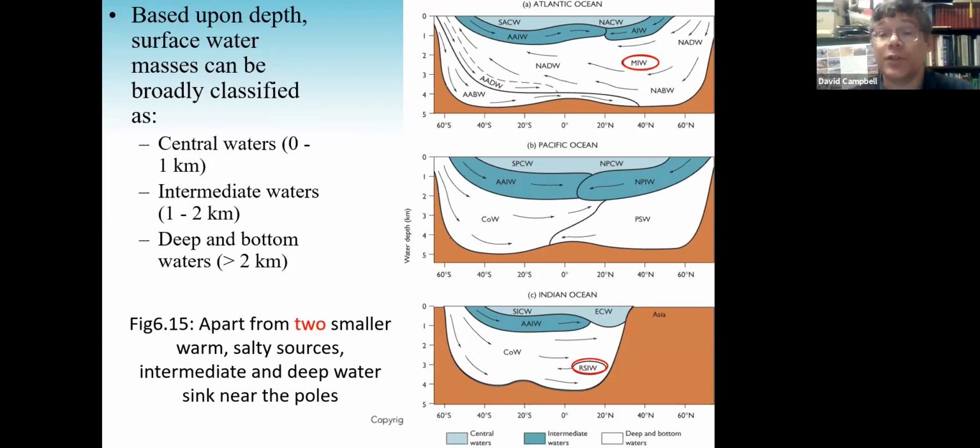As the diagrams to the right show, we have some different patterns of waters in different oceans. The two little bits circled in red are warmer but very salty water. The rest is coming from near the poles, and being extra cold there, it sinks down.